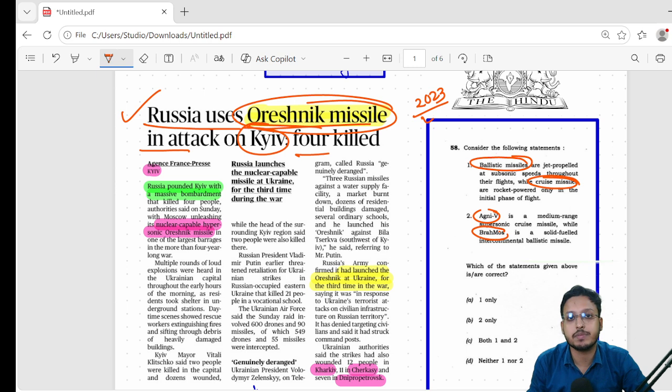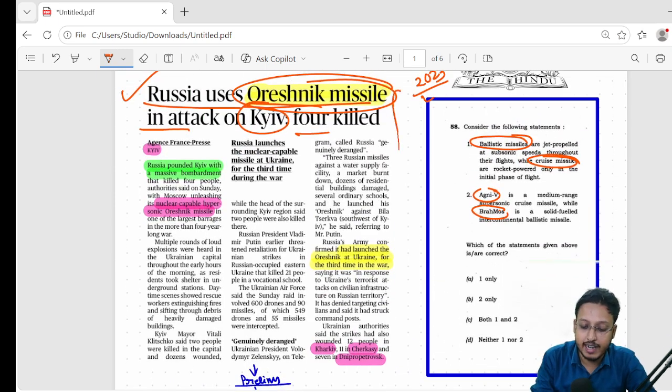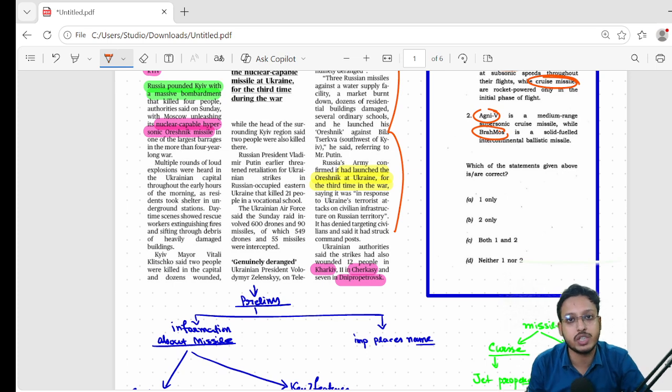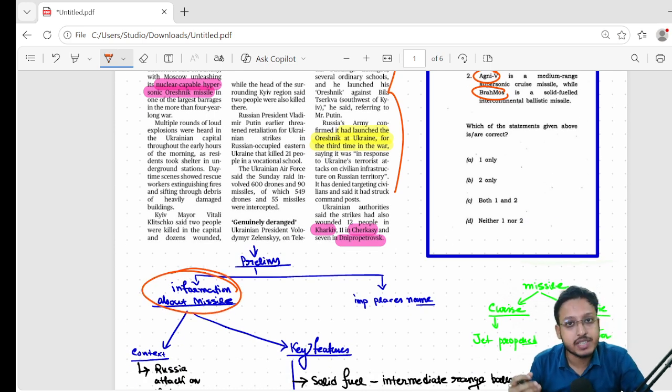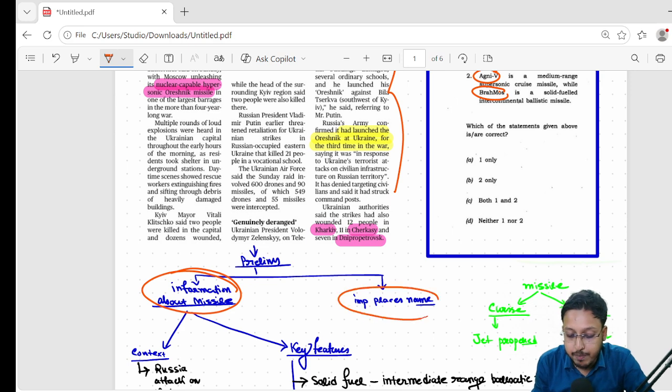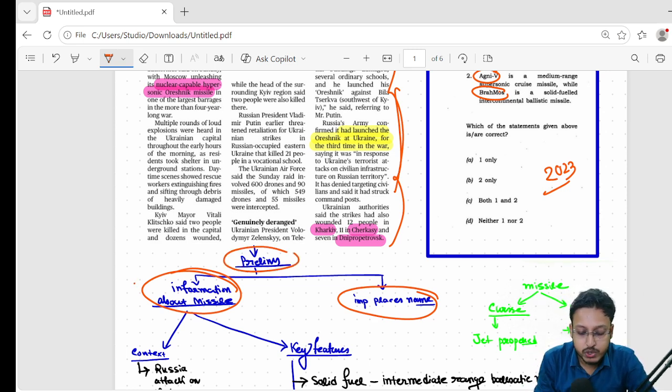Now you can ask me how we're going to cover that topic. Through this article, we can extract two dimensions from the prelims perspective. First, the information about the missile system, as well as some important places mentioned in this article. That also becomes important from the UPSC prelims perspective. If you go through the previous year questions, you have observed that UPSC repeatedly asked questions on places in news. In the same year 2023, UPSC asked multiple questions on places in news. So we have to read this article from these two perspectives.